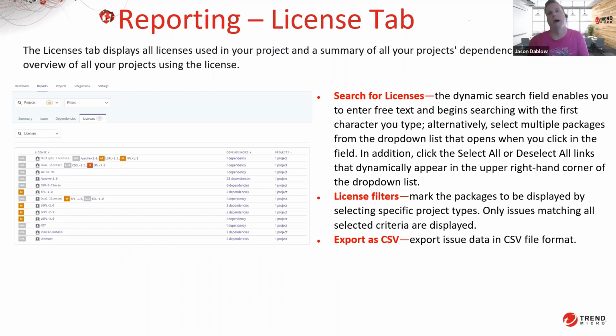Here we can look at the reporting and then also switch over to a licensing view and click the License tab as it relates to the open source licensing within a particular environment. Here we can do things like search for individual open source licenses. We can look at specific license filters, as well as export specific issue data as a CSV as well.